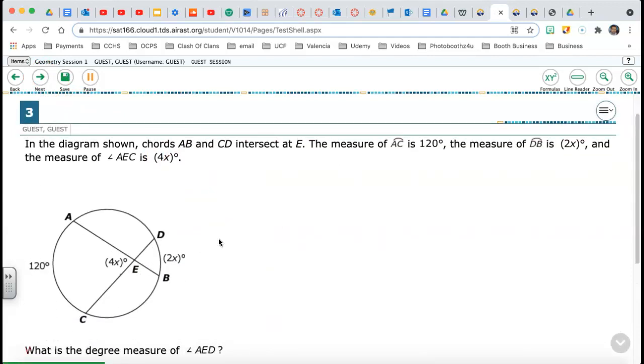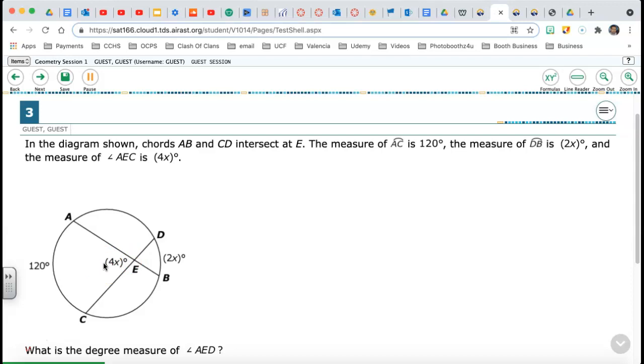In the diagram shown, we have chords AB and CD intersect at a point E. The measure of arc AC, where's AC? AC, okay, the number is given right there. The measure of arc BD is 2x. BD, here is 2x, that's the arc. And the measure of the angle AEC is 4x. Something to consider is that this angle is not a central angle because it's not right in the middle.